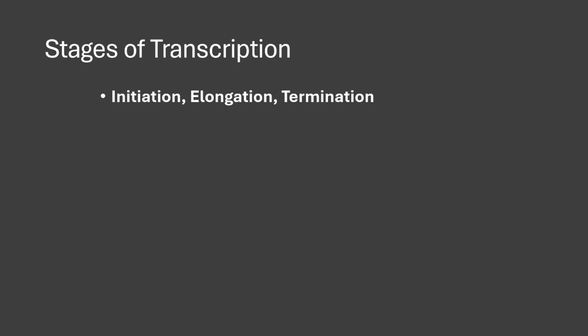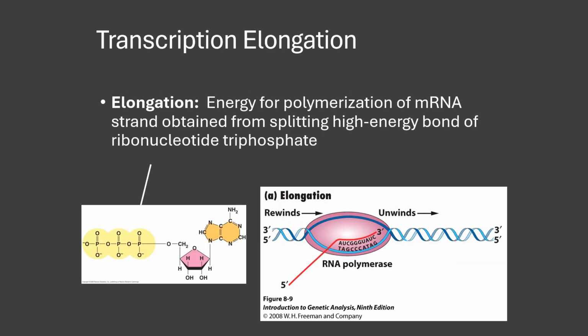Now we'll talk about these three stages of transcription: initiation, elongation, and termination. We've already really talked about initiation. Initiation is when the sigma factor binds to a promoter and tells the RNA polymerase where to go. And now you can then elongate the mRNA molecule.